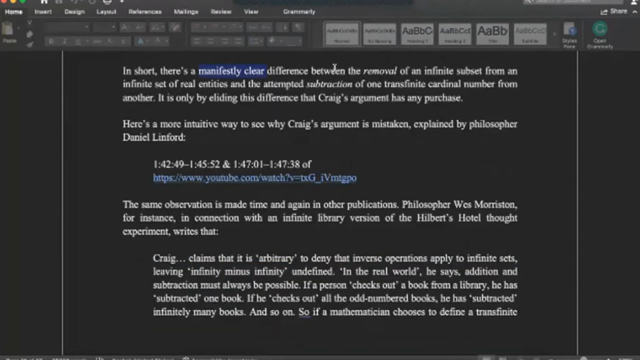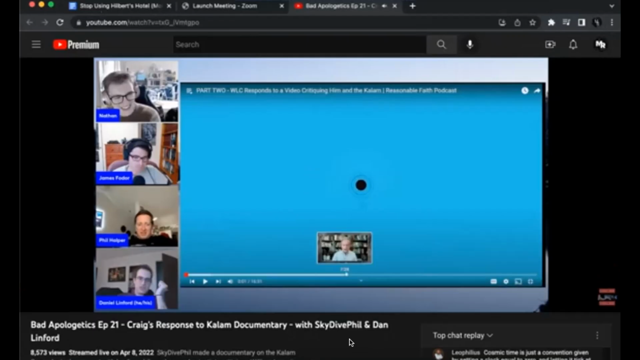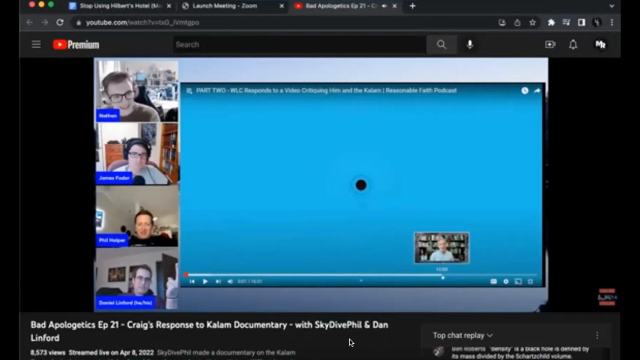In short, there's a manifestly clear difference between the removal of an infinite subset from an infinite set of real entities, on the one hand, and the attempted subtraction of one transfinite cardinal number from another, on the other hand. It is only by eliding this difference that Craig's argument has any purchase. Here's actually a more intuitive way to see why Craig's argument is mistaken, explained by philosopher Daniel Linford. The issue is supposed to be that there's two different ways of subtracting infinite quantities.